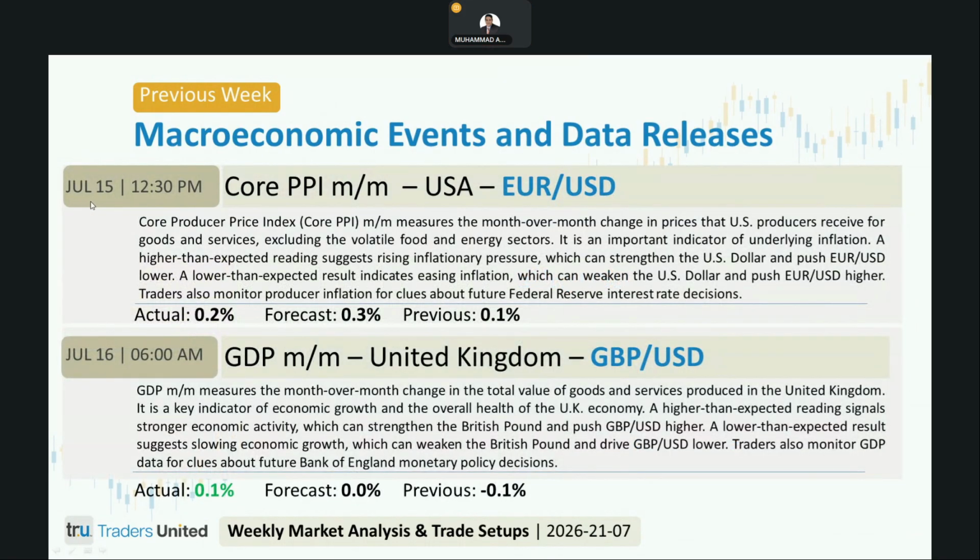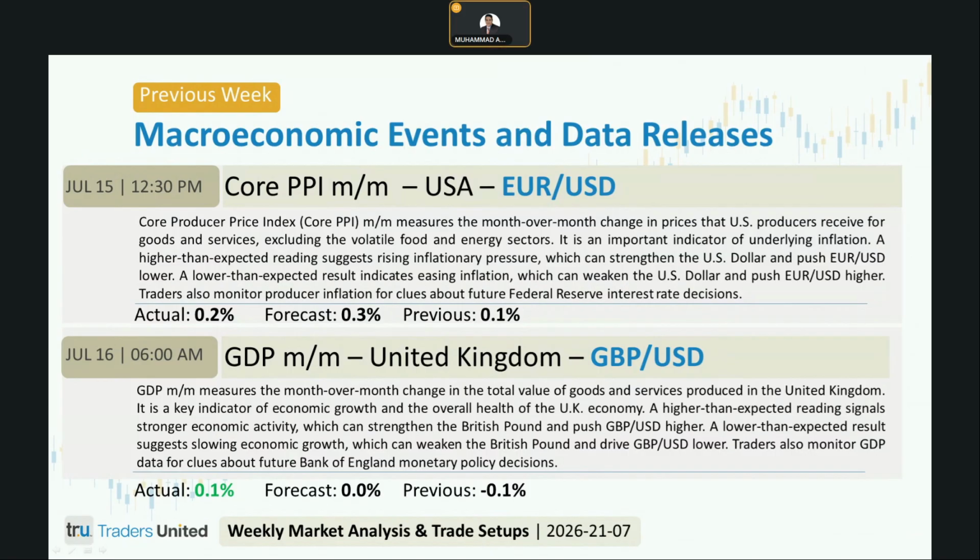So last week on July 15th at 12:30 p.m. UTC time, we got this important Forex news announcement, the core PPI month over month in USA. Now, let me explain what is core PPI M over M. Core Producer Price Index month over month measures the change in prices that US producers receive for goods and services excluding the volatile food and energy sectors. It is an important indicator of underlying inflation in the United States.